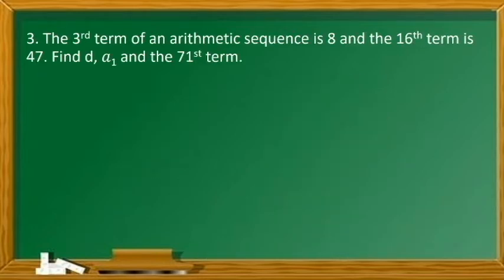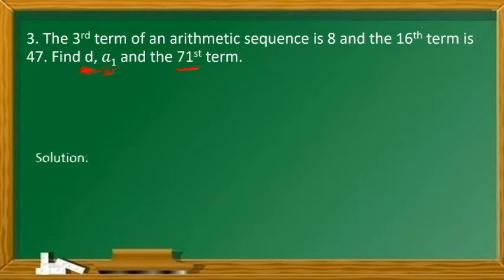Example number 3. The third term of an arithmetic sequence is 8 and the 16th term is 47. Find d, a sub 1, and the 71st term. So take note, class, in this given problem, there are 3 missing. So we need to find the common difference, the first term, and the 71st term.